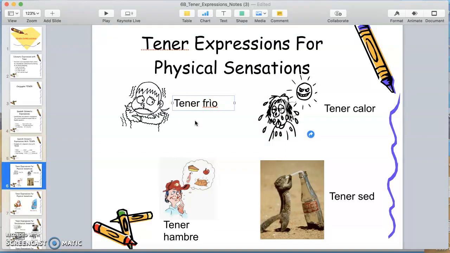So if I want to change tener, I have tengo, tienes, tiene, tenemos, tenéis, tienen. So I choose one of them based on the subject or who I'm talking about or who's doing the talking, and then I add frío. So I put that in my notebook somewhere. Tener frío equals to be cold. Because remember, when it's in the infinitive form, the ER makes it infinitive, I have to put the word TO in English. So tener frío equals to be cold.